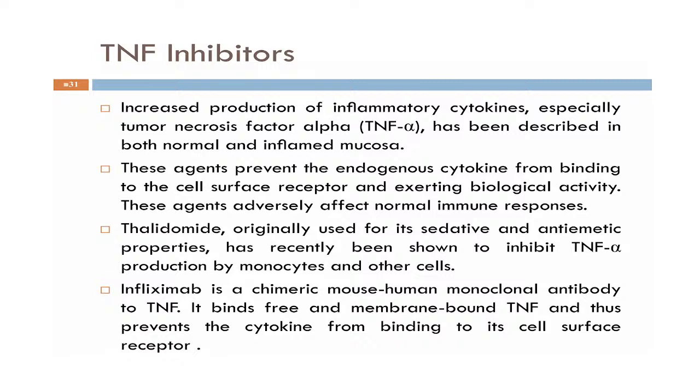Then we have TNF alpha inhibitors. Increased production of inflammatory cytokines, especially tumor necrosis factor alpha, has been described in both normal and inflamed mucosa, as we had seen in the pathophysiology. These agents prevent the endogenous cytokine from binding to the cell surface receptors and exerting its biological activities. These agents adversely affect the normal immune response. Thalidomide was initially used, but now it has been abandoned. Then we have infliximab, which is a humanized monoclonal antibody. It binds to the membrane-bound TNF and thus prevents the cytokine from binding to the cell surface receptors.